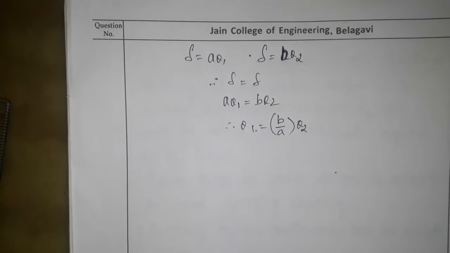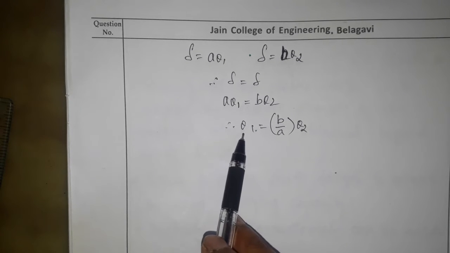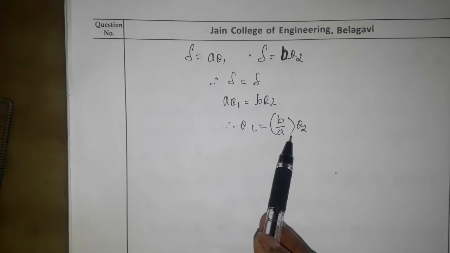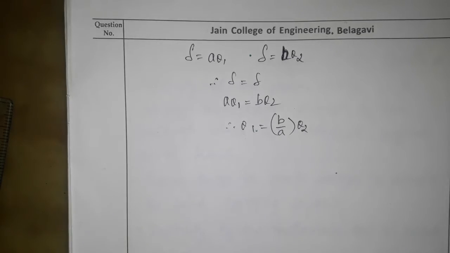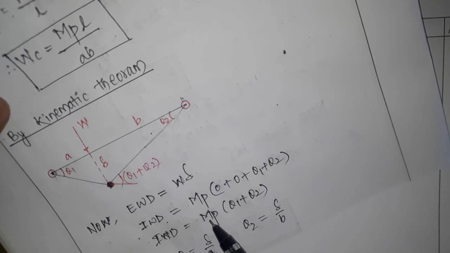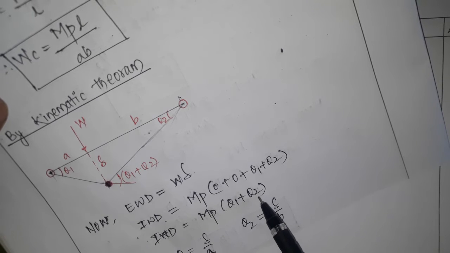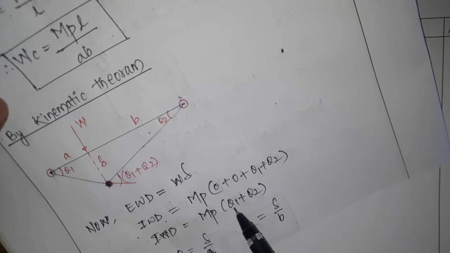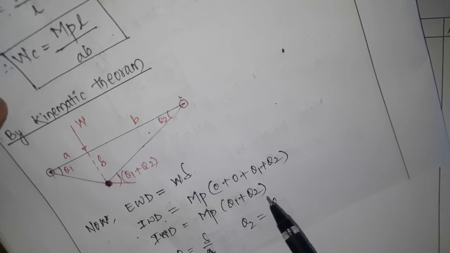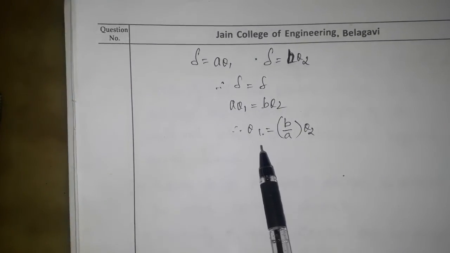See, one thing that is important is you have to get the value of theta either in terms of theta 1 or theta 2, because here in MP we have theta 1 and theta 2. So the internal work done should be either in terms of theta 1 or theta 2. We cannot keep it as theta 1 plus theta 2. We have to keep it as theta 1 plus some value times theta 1, okay, like this. So we will substitute back here again.